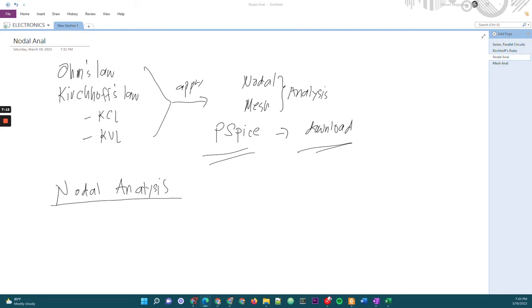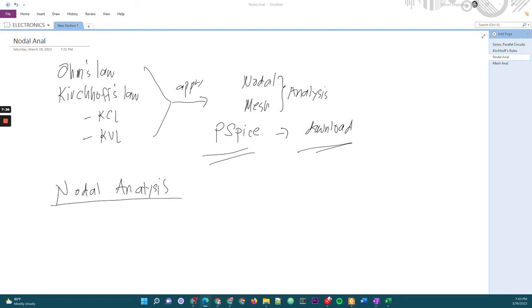Okay. So in the first step, we should select a node as a reference node, and then assign voltages V1, V2, and so on to the remaining nodes. And the voltages are referenced with respect to the reference node. So usually, the reference node is the ground. Okay, and that is taken to be 0.